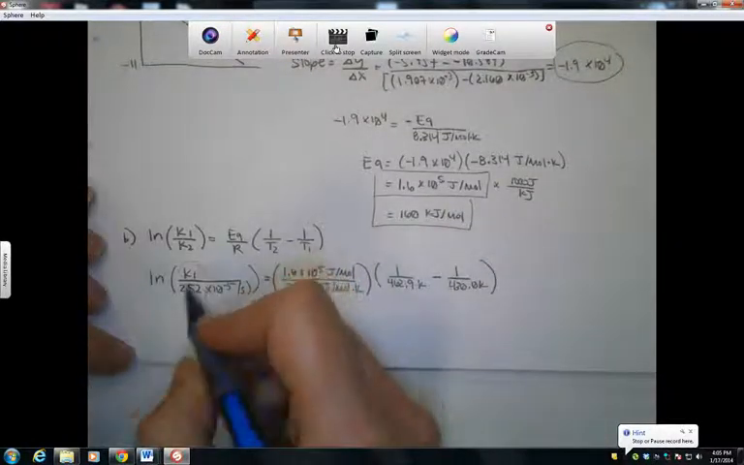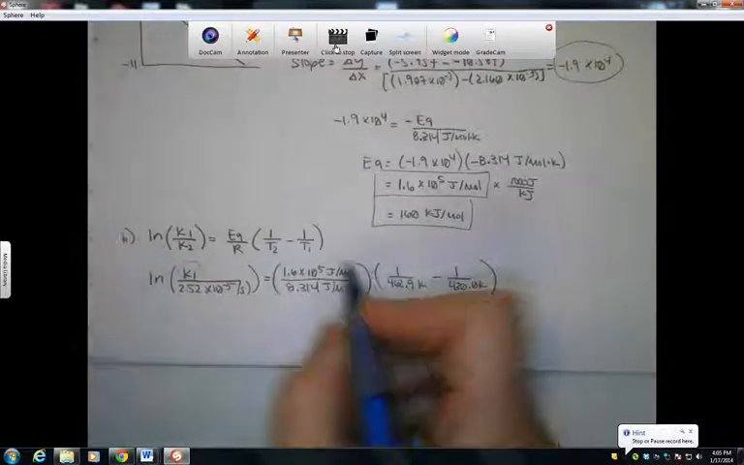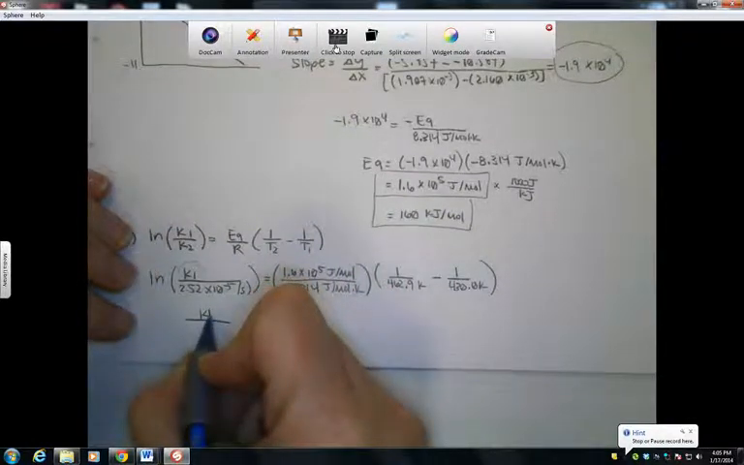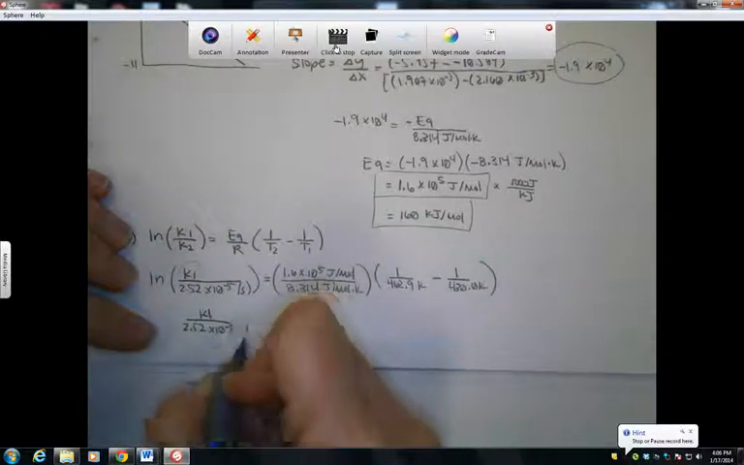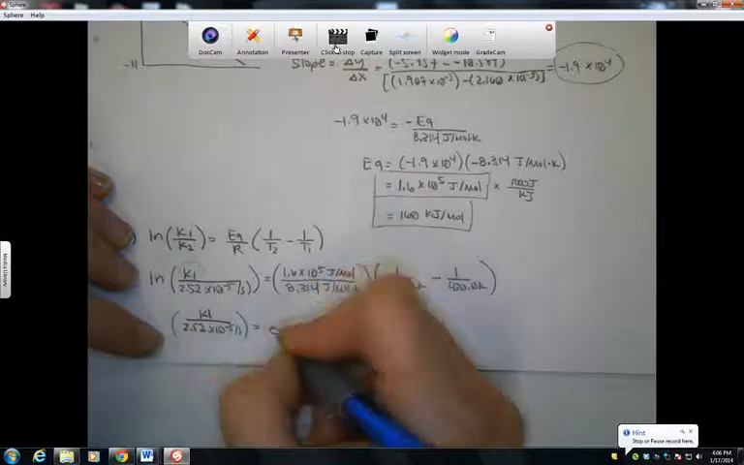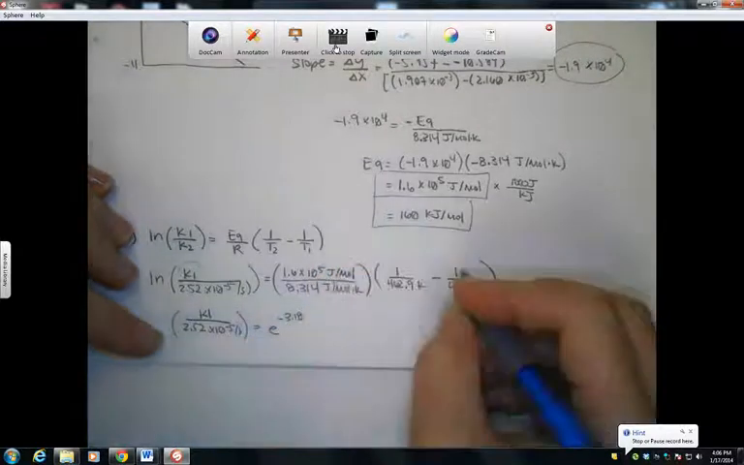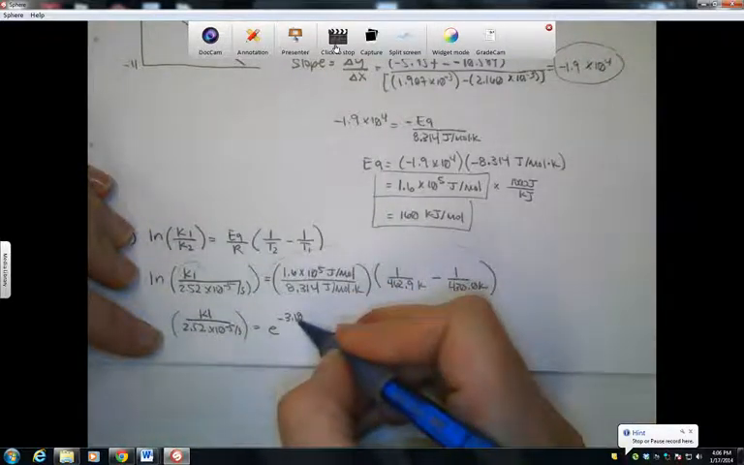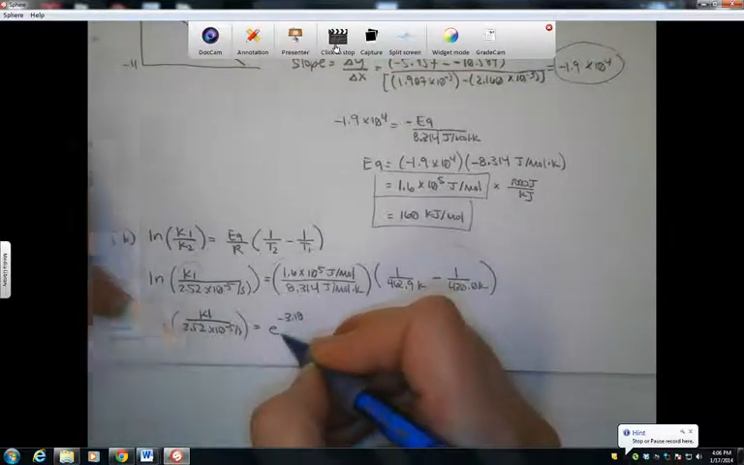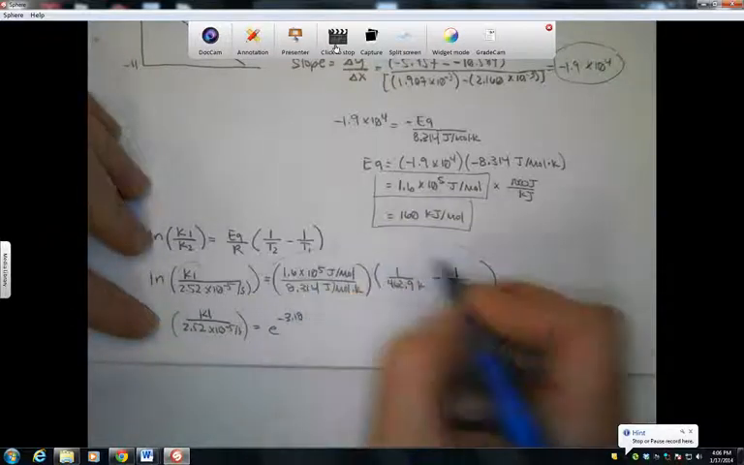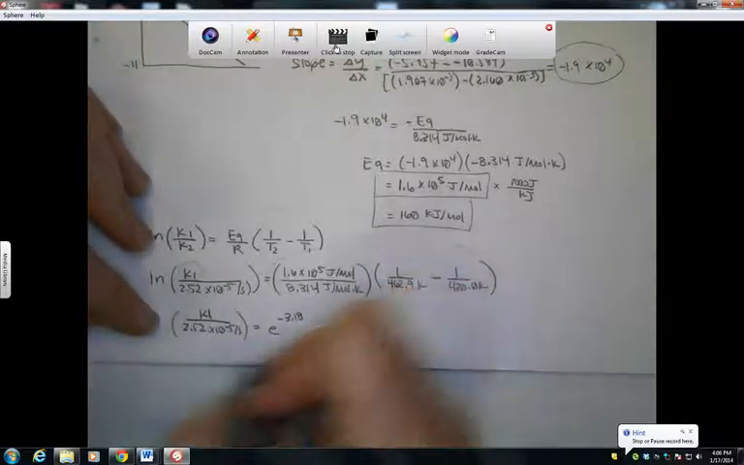So, let's do the inverse natural log of everything. So K1 over 2.52 times 10 to the negative 5 per second equals e raised to the power of negative 3.18. So if I solve for all of this, I get negative 3.18. To get rid of that natural log, we're going to do the inverse log of both sides, which means you're going to get rid of the log on this side and raise e to all of this, which is this number.